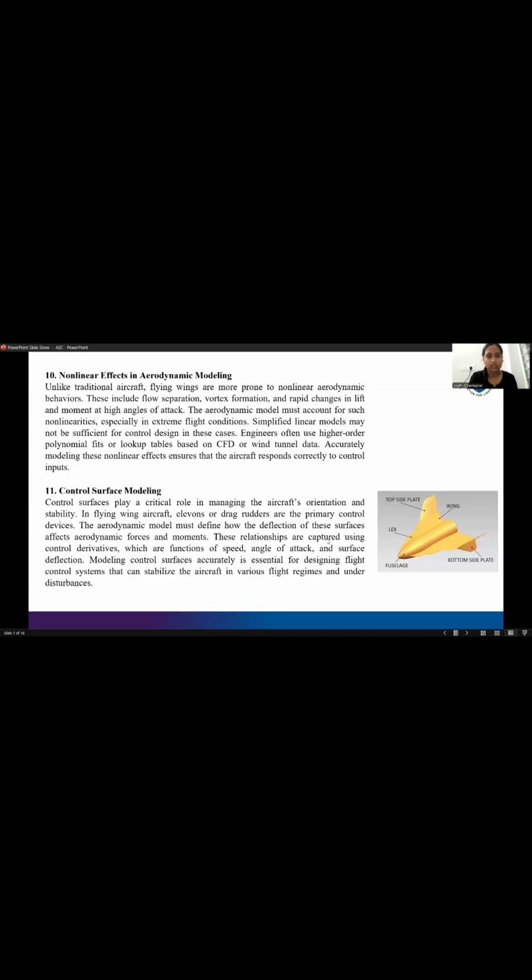Control surface modeling. Control surfaces play a critical role in managing the aircraft's orientation and stability. In flying wing aircraft, ailerons and drag rudders are primary control devices. The aerodynamic model must define how the deflection of the surface affects aerodynamic forces and moments. These relationships are captured using control derivatives, which are functions of speed, angle of attack, and surface deflection. Modeling control surface accuracy is essential for designing flight control systems that can stabilize the aircraft in various flight regimes and under disturbance.